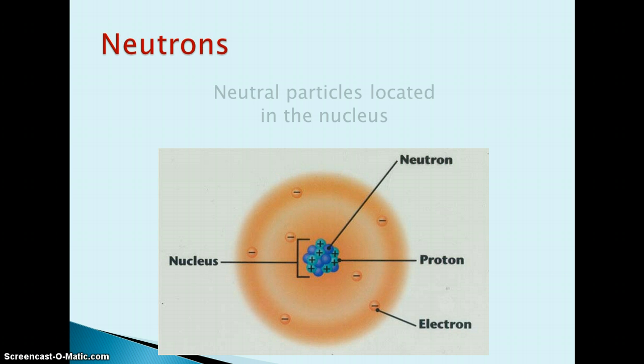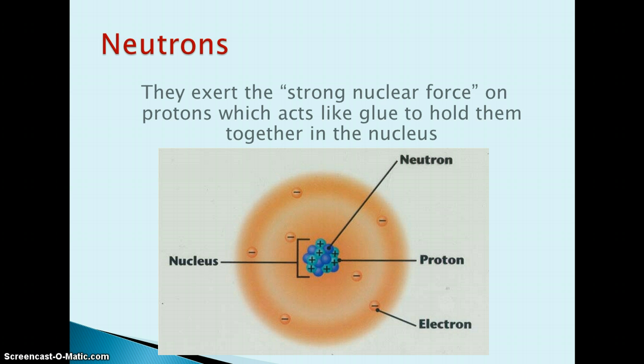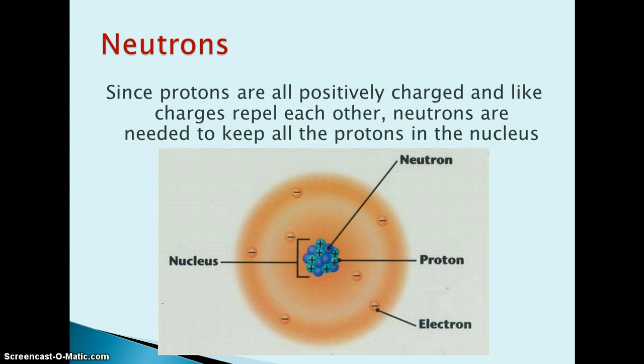So neutrons. Neutrons are also located in the nucleus. They're neutral in charge, and they do have a mass as well. They exert the strong nuclear force on protons. So they kind of act like a glue that holds together the entire nucleus, the protons all together with the neutrons. And since the protons are positively charged and like charges repel each other, neutrons are needed to keep all the protons in the nucleus.